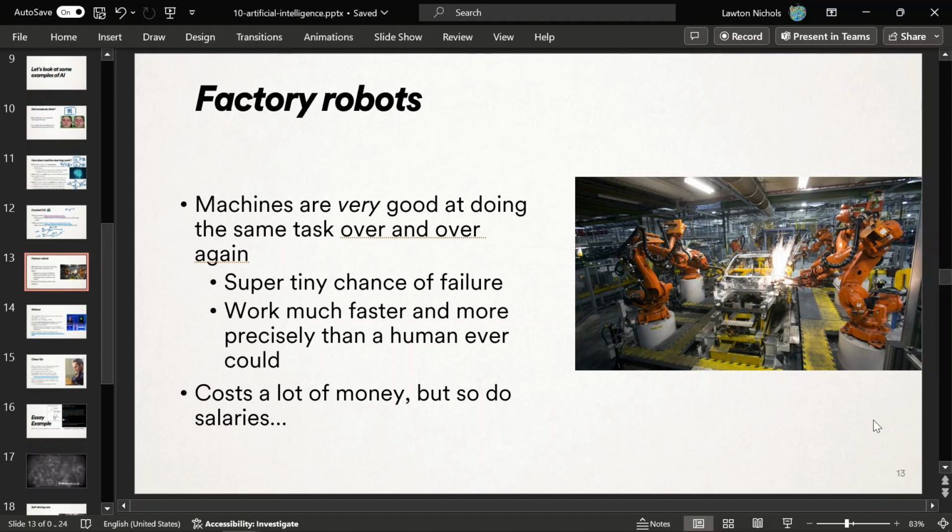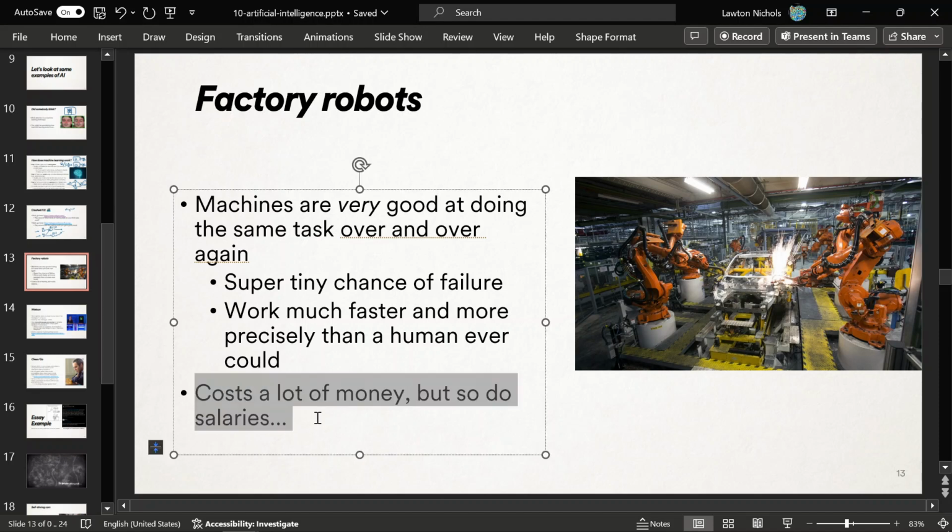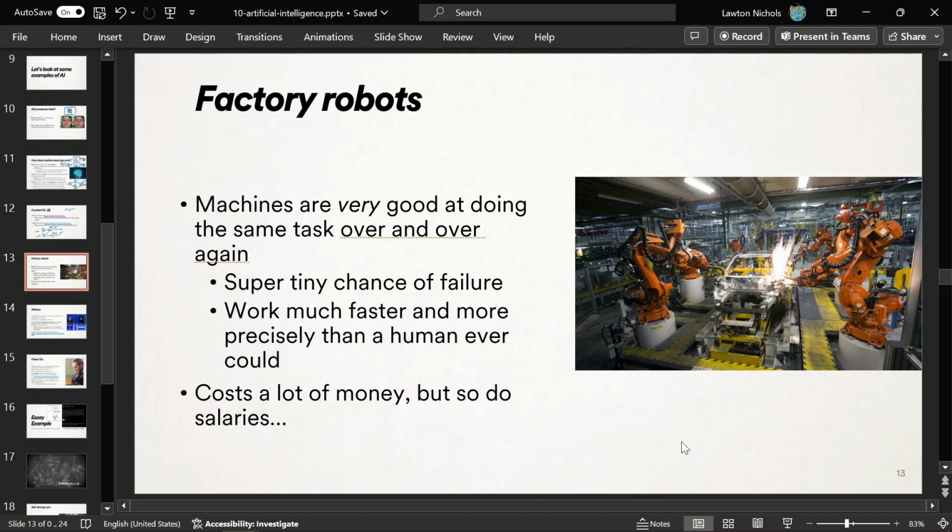But the second you have it, it can go and save you a lot of money. But so there's a trade-off between buying a robot and having that replace people, which is unfortunately a thing that happens in factories.